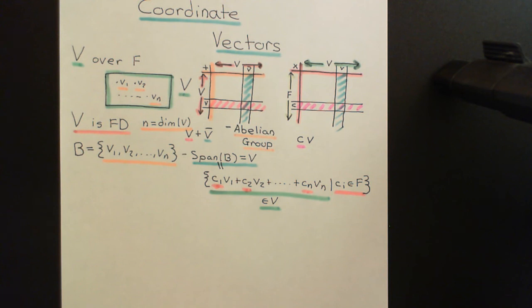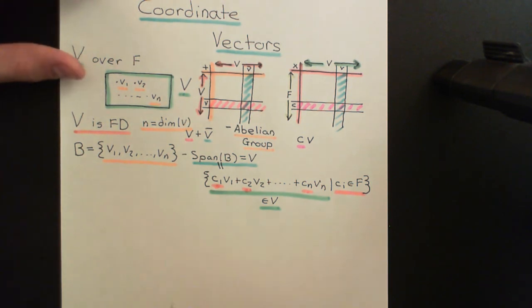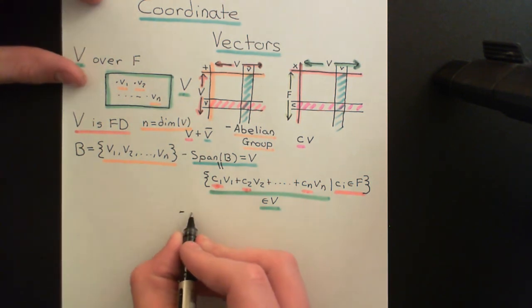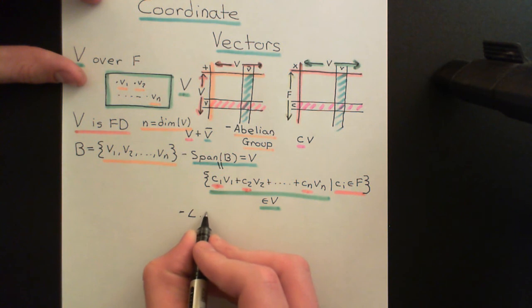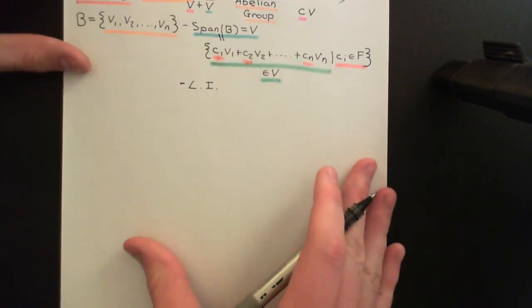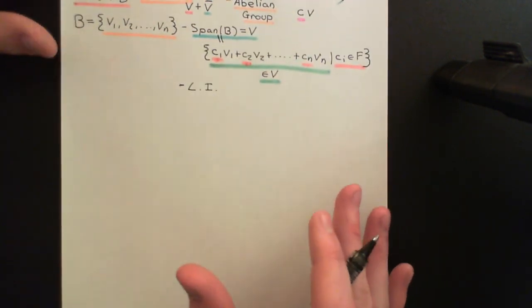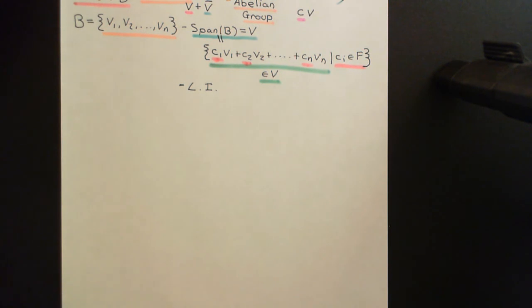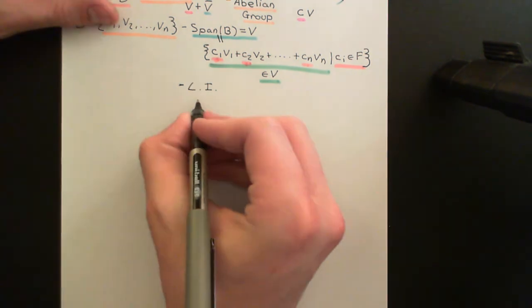Okay, so that's property number 1 that we want a basis to obey. The other property that we want it to obey is that it's going to be linearly independent, LI. Now I'll remind you of what linearly independent means. Linearly independent means that there is only one linear combination of the vectors in the basis which will actually give you the 0 vector.